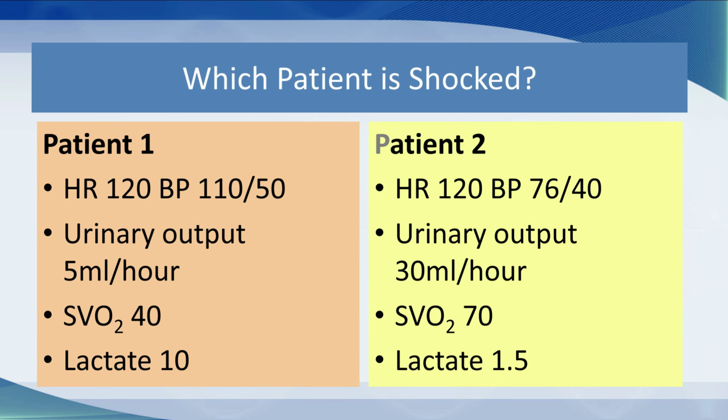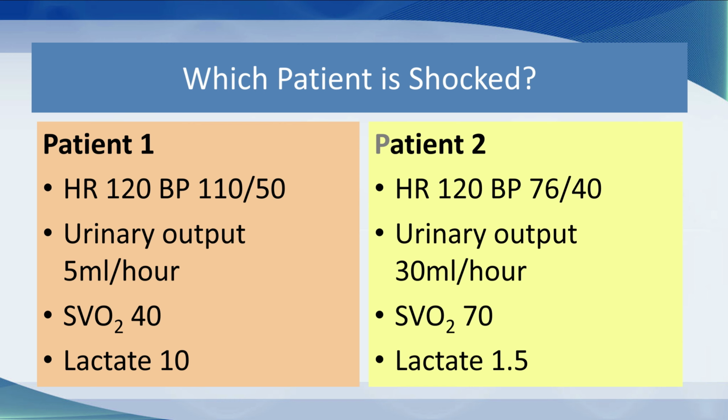Which of these two patients is shocked? Patient 1 with a heart rate of 120 and a blood pressure of 110/50. The urinary output is 5 mL per hour, the mixed venous oxygen saturation is 40, and the lactate is 10 millimoles per litre. Patient 2 has a heart rate also of 120. The blood pressure is 76/40. The urinary output is 30 mL per hour, the mixed venous oxygen saturation is 70%, and the lactate is 1.5.